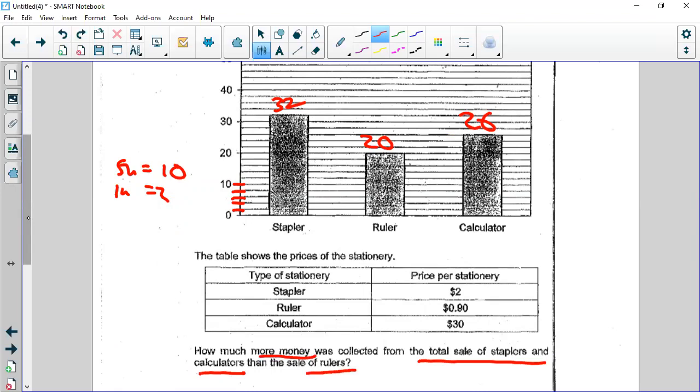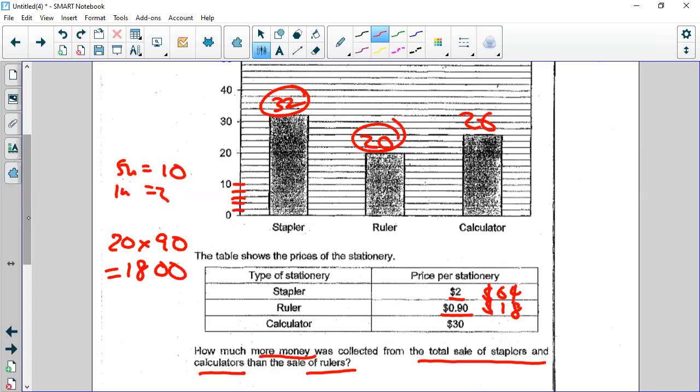Okay, so you just going to find how much is 32 staplers. So 32 times $2, that will be 64. Okay, and then 20 rulers times 90 cents. Okay, and how do you times 90 cents? Change the decimal to cents, 90, right? So 20 times 90, and no calculator, right? 20 times 90, you cover the zeros, 2 times 9, 18, put the 2 zeros behind, 1800 cents or $18.